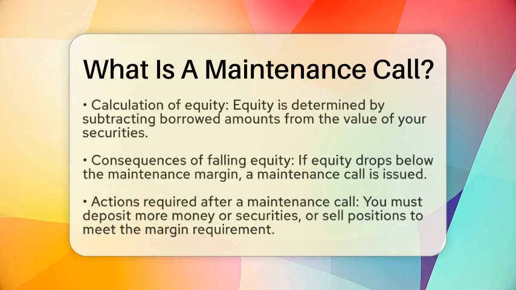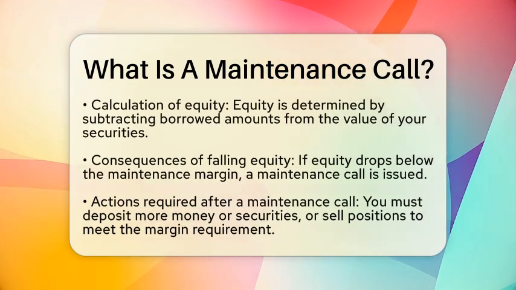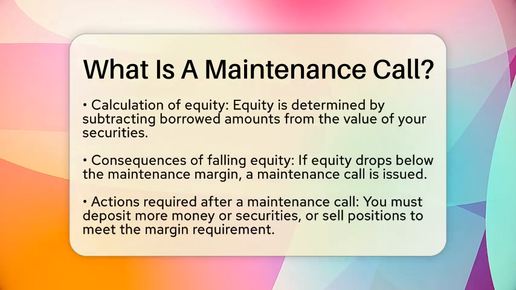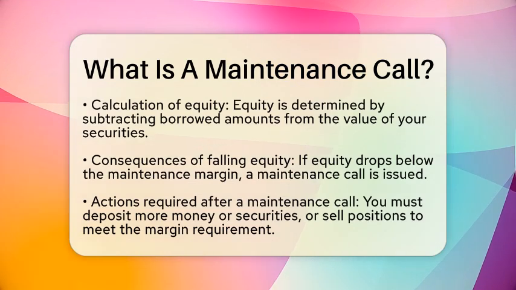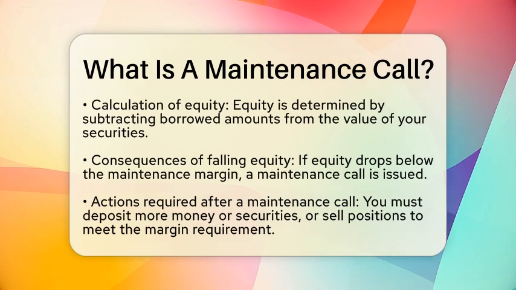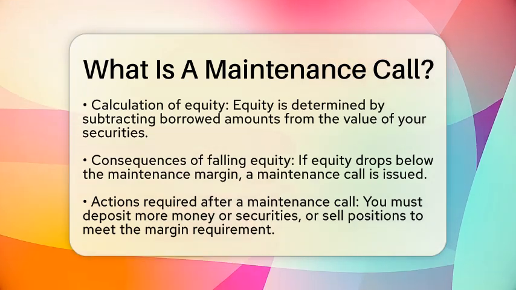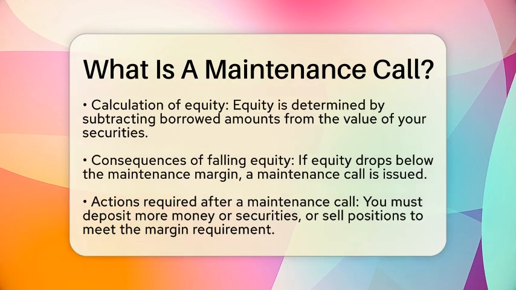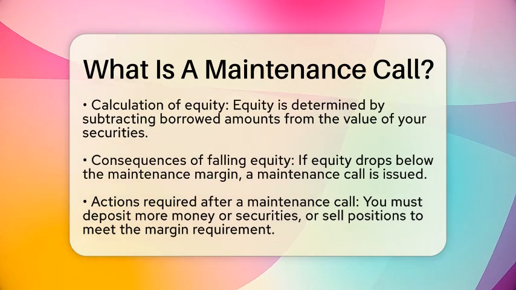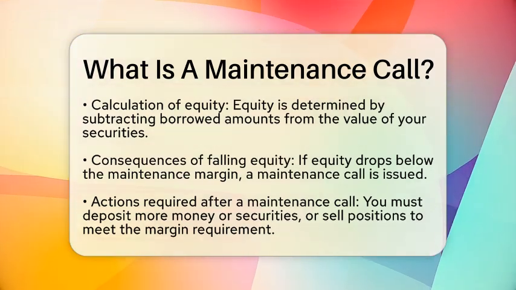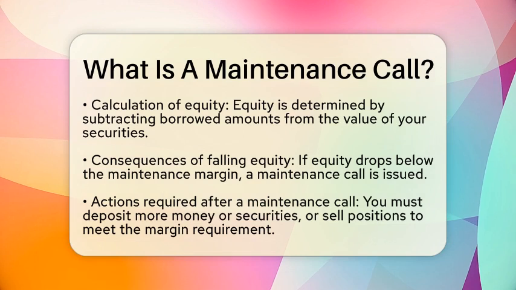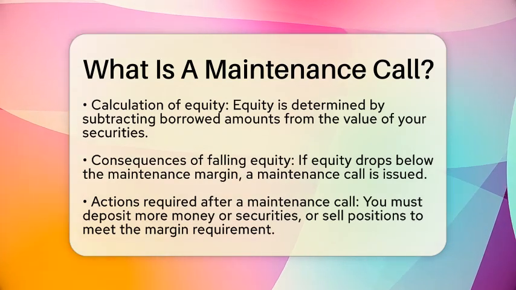While this can boost your potential profits, it also raises your risk. If the value of your investments decreases, your equity, calculated as the value of your securities minus any borrowed amounts, could drop below the maintenance margin requirement. So, what happens next? If your equity falls short, your broker will issue a maintenance call. You will then need to deposit additional money or securities into your account, or you might have to sell some of your positions to restore your account to the required level. If you do not meet the maintenance call by the deadline set by your broker, they may sell some of your securities to cover the shortfall.